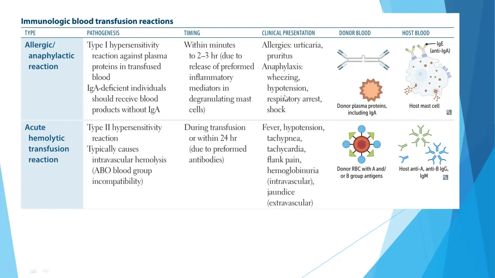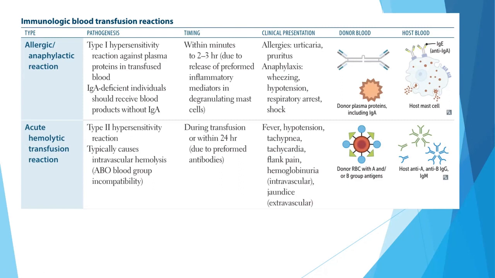And it can occur within minutes to 2 to 3 hours. The clinical features may be urticaria, pruritus, anaphylaxis, wheezing, hypotension, respiratory arrest, and shock. So when the donor plasma proteins, including IgA, react with the recipient's antibodies, it can cause an allergic or anaphylactic reaction.